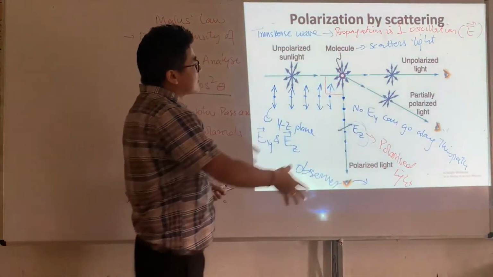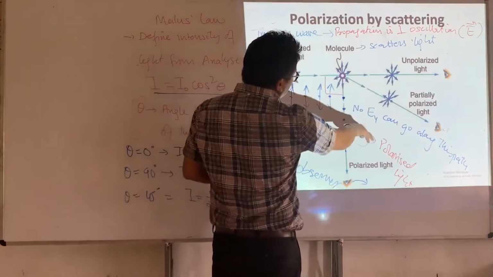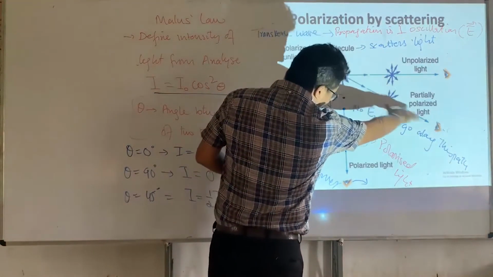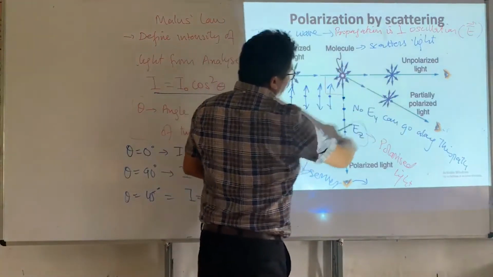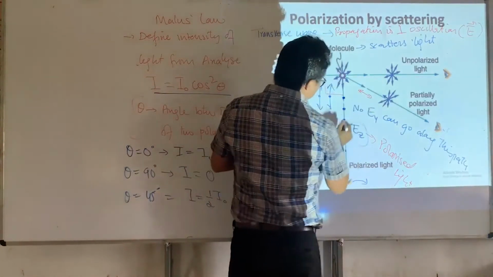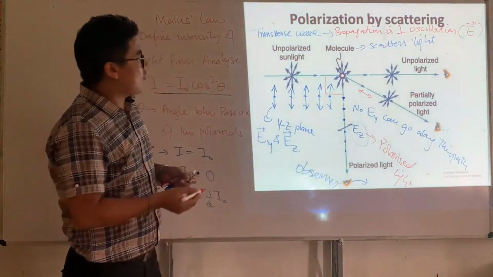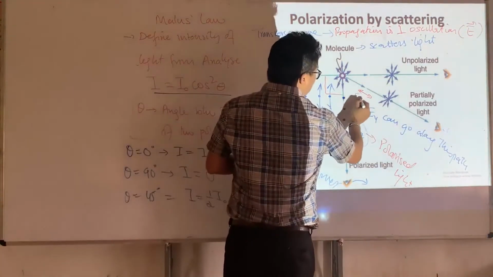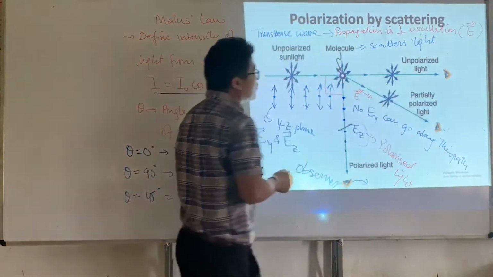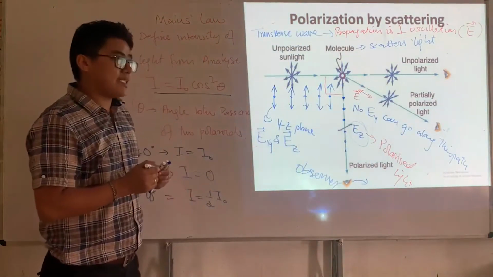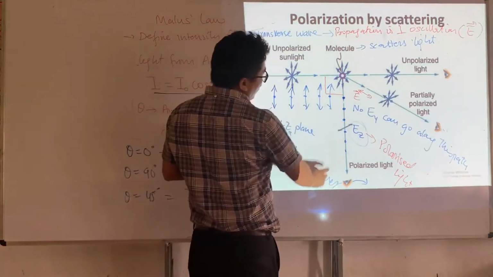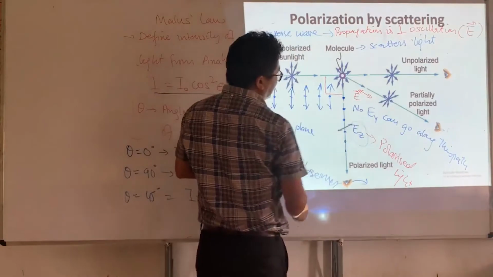Why? Because some axis of this y-axis cannot pass through this. Why? Because this also becomes this axis. This axis of electric field could not go through this path. Therefore, this is what we call partially polarized light. Alright, so this is completely polarized light. This is partially polarized light.